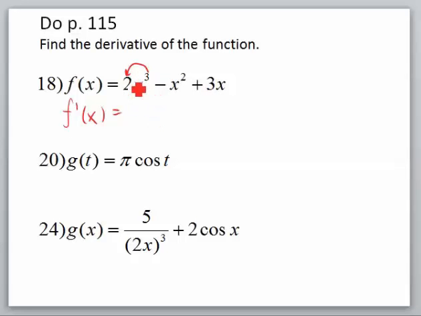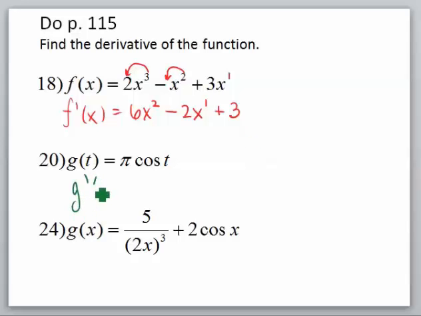So we go 3 times 2 is 6. Write the base, lower it by 1, 2. Minus, bring this out in front, 2, rewrite the base, lower by 1 is a 1. Plus, if you think about it, really the exponent that's here is 1. 1 times 3 is 3. X to the 0 I don't need to write because that's equal to 1. So the derivative is 6x squared minus 2x plus 3.